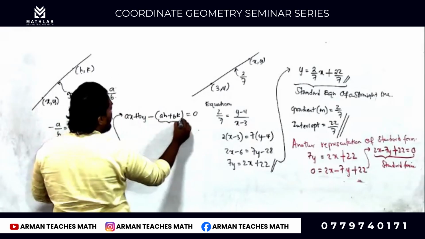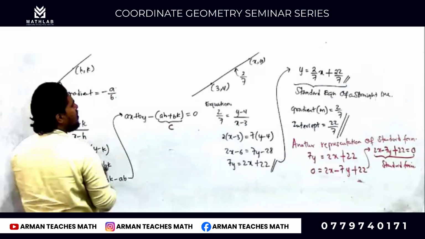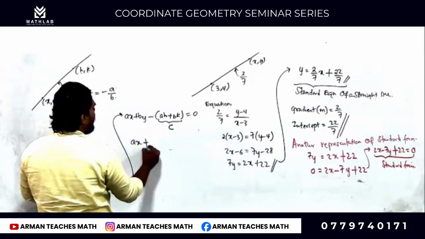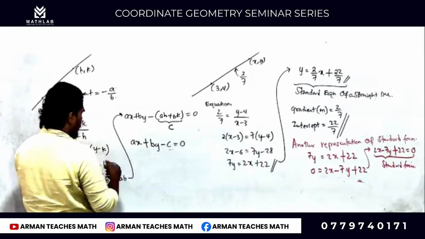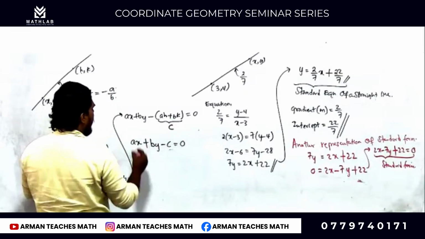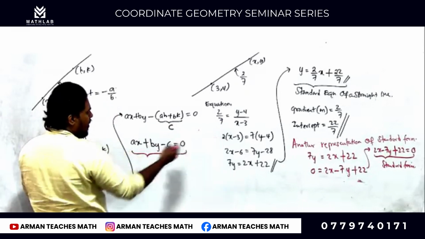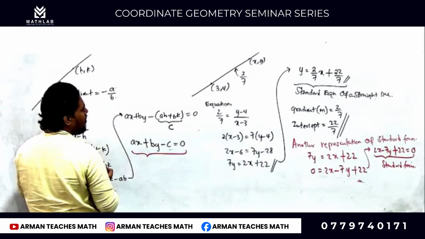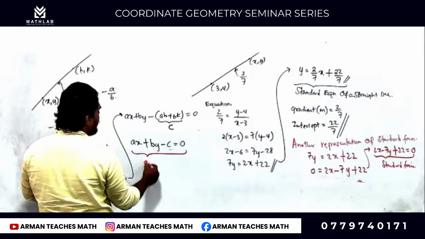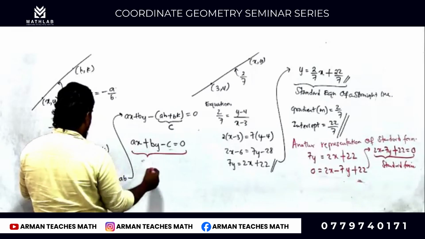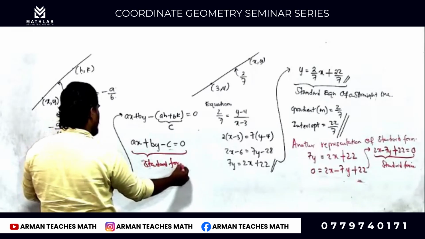So this is a fixed value. We'll give it the letter capital C. So we get ax plus by minus C equals 0. This is also a standard form. I'm just deriving the pattern. So this is also a standard form.